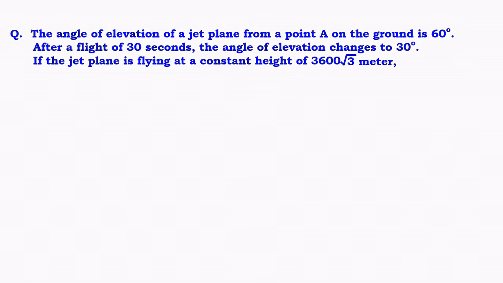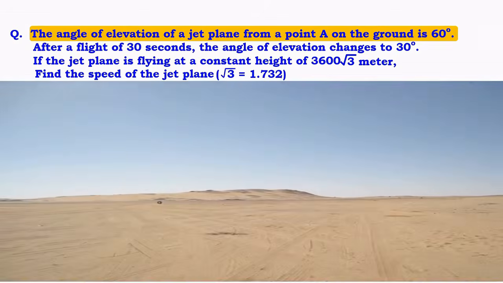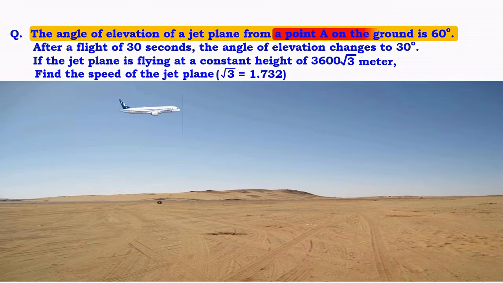Question. The angle of elevation of a jet plane from a point A on the ground is 60 degrees. After a flight of 30 seconds, the angle of elevation changes to 30 degrees. If the jet plane is flying at a constant height of 3,600√3 meters, find the speed of the jet plane. Take the value of √3 as 1.732.